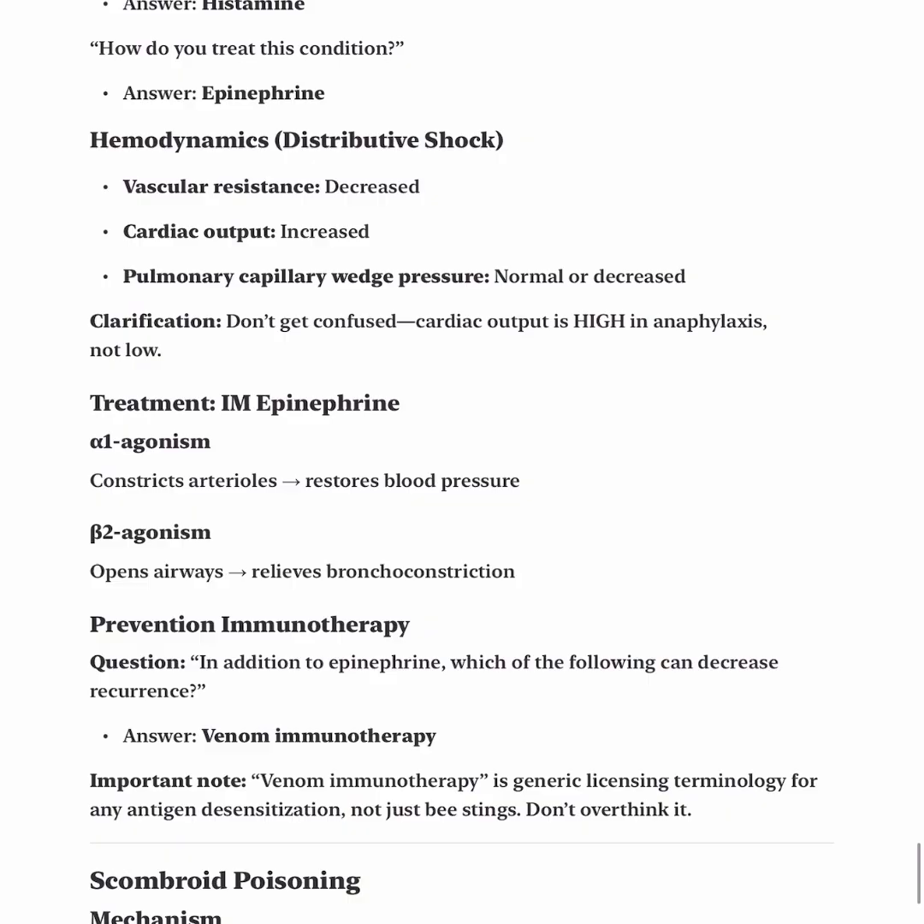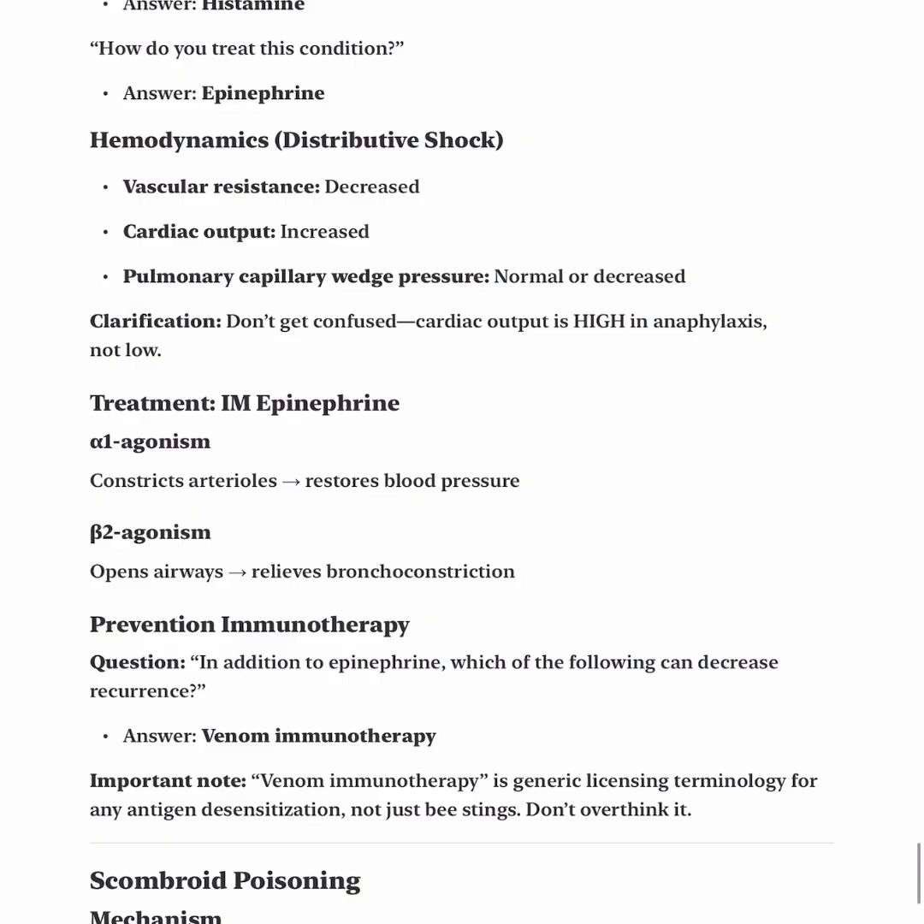Now, as far as hemodynamics, in distributive shock, the vascular resistance is decreased because your vessels are dilated. Your cardiac output is increased because your heart's pumping harder trying to fill those dilated vessels. Pulmonary capillary wedge pressure is normal, or it can be decreased in some cases. You have to remember that cardiac output is high in anaphylaxis, not low.